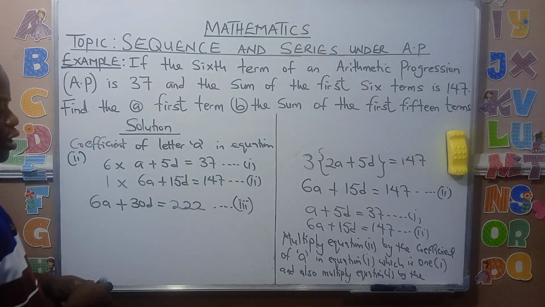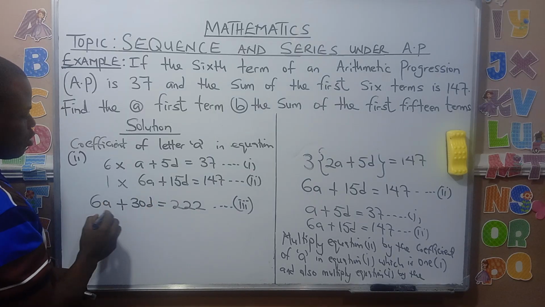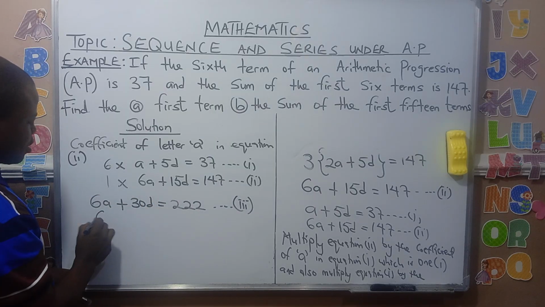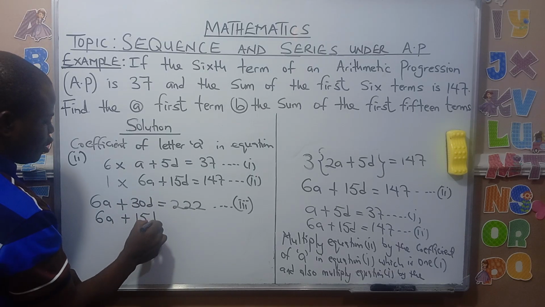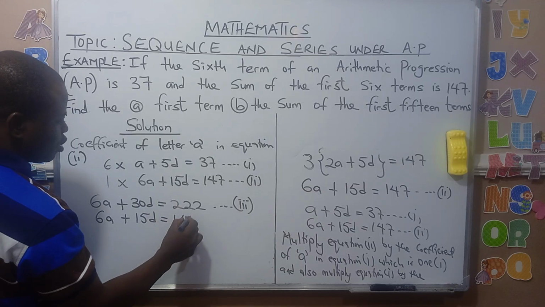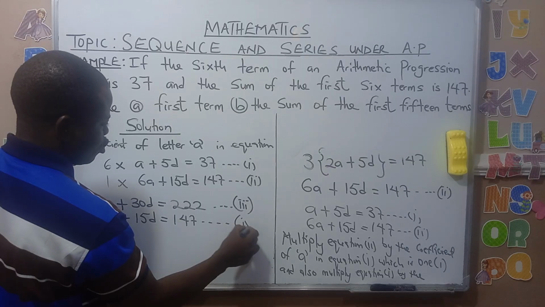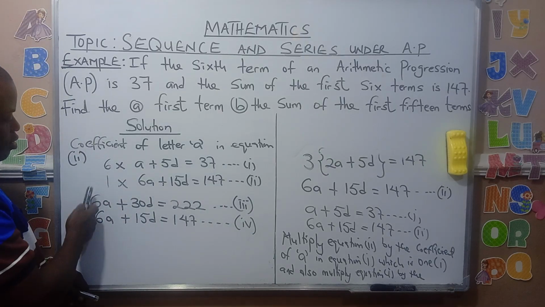I've gotten equation 3 now. Now let's go to equation 2 to get our equation. 1 times 6a, that's 6a. 1 times 15d, that's plus 15d. 1 times 147, that's 147. That's equation 4. You can see that you're having 6a that are the same.